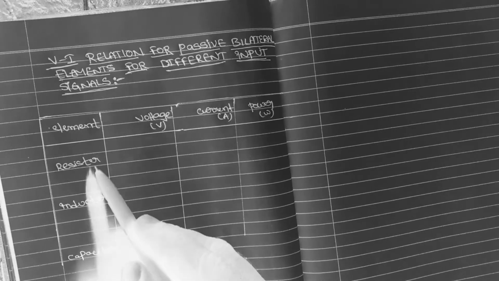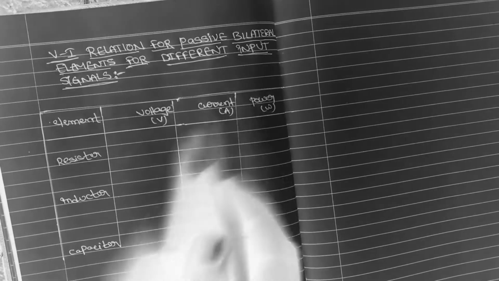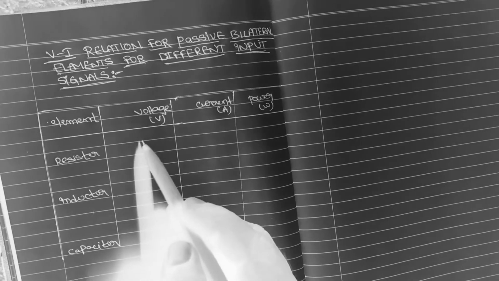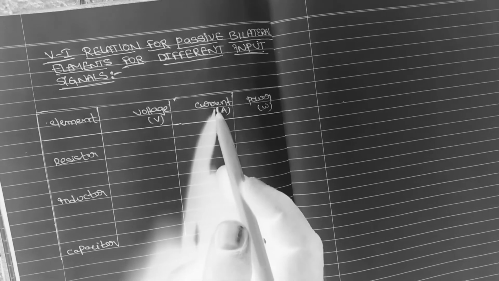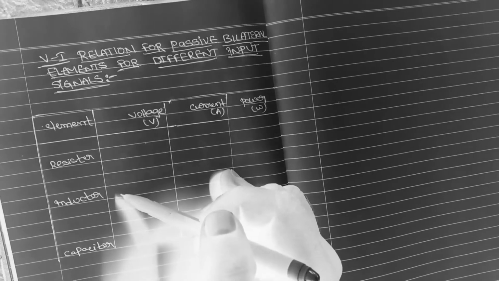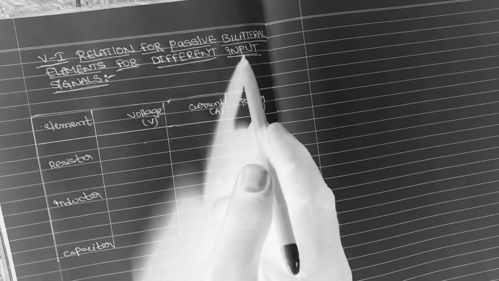According to all those elements, we have to represent them with voltage, current and power equations. Whenever the input supply is given to all those passive network elements, we get different voltages and currents, and from the multiplication of voltage and current we finally get the power. Bilateral elements here means passive network elements.